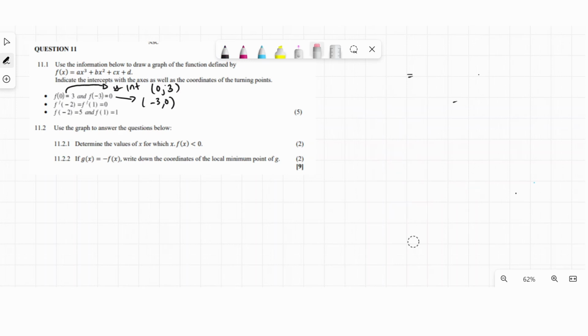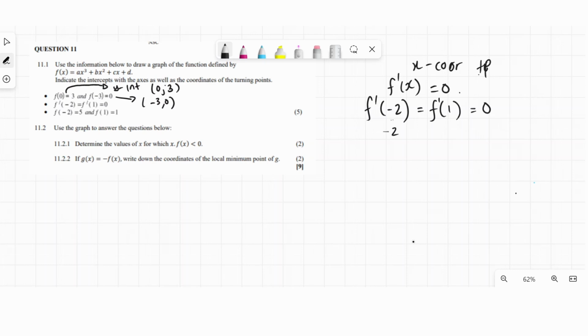Then what other information do we know? When we find the first derivative and set it equal to 0, we find the x-coordinates of the turning points. Here they tell us that f'(-2) = f'(1) = 0. So this is the first derivative equated to 0, and they found the x-values to be -2 and 1.